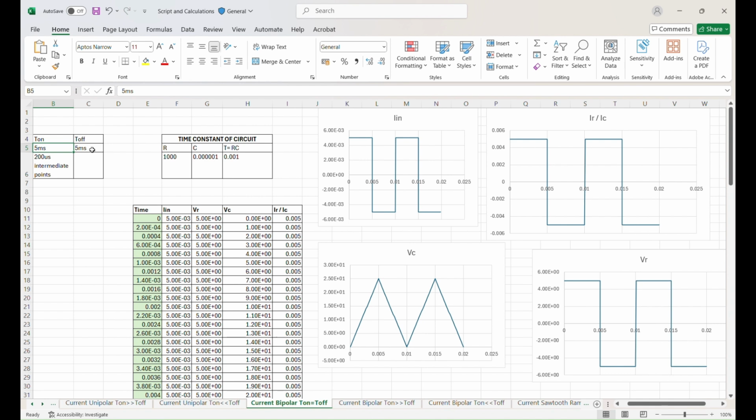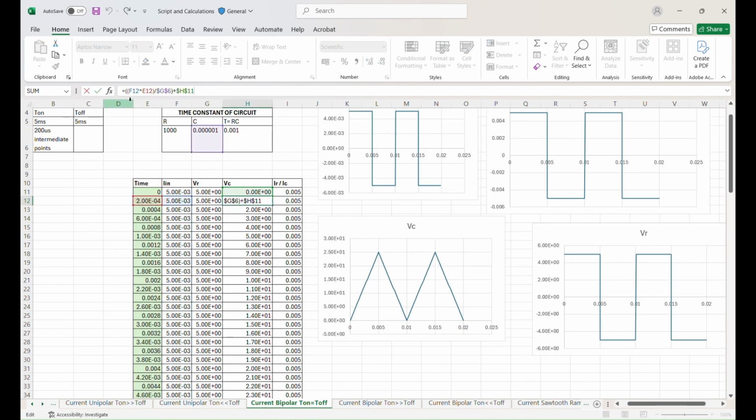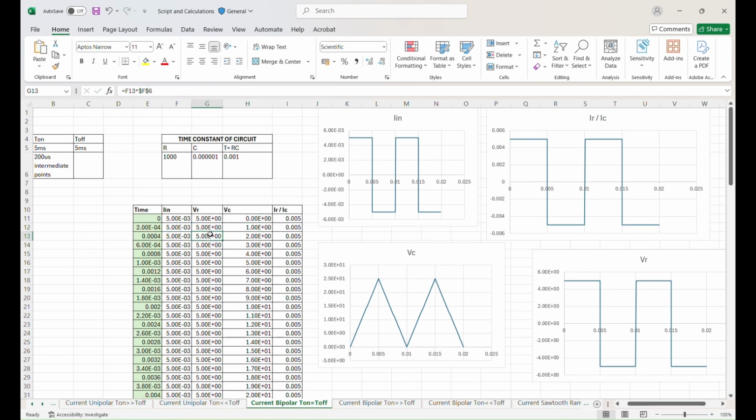Here the on time is 5 milliseconds, off time is 5 milliseconds. This is the input current that we are feeding to the RC circuit. From 0 to 5 milliseconds, the voltage across the capacitor can be calculated using the equation I into T by C plus V initial. This is how the voltage across the capacitor looks, and the voltage across the resistor can be calculated using VR equals I in into R. And the current flowing through the circuit is VR by R. This is how the input current, when fed to an RC circuit, has transformed the voltage across the resistor, the voltage across the capacitor and the current flowing through the circuit.